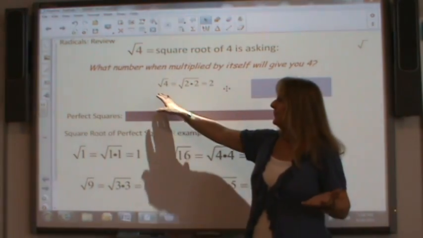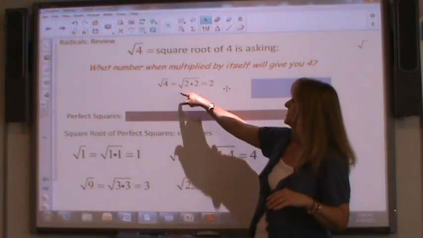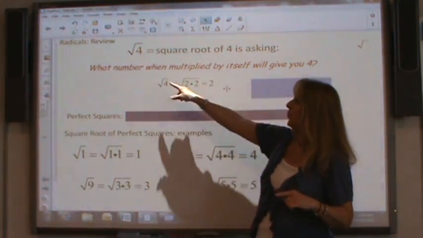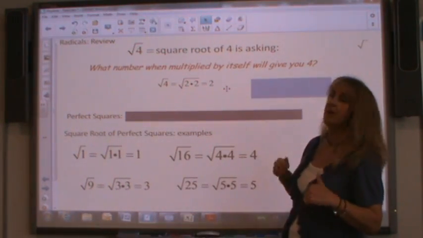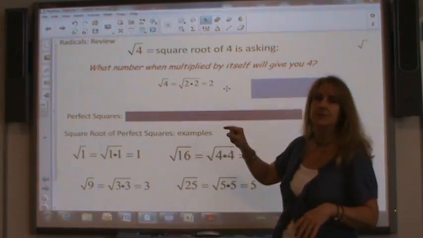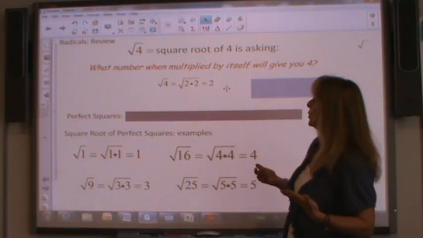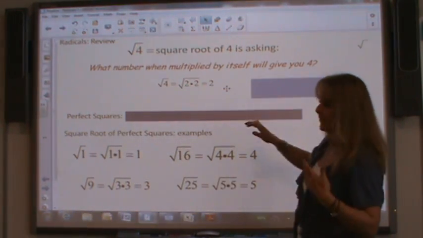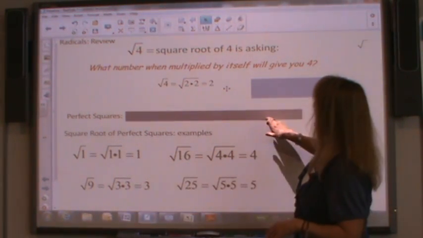We can call this a radical 4 or the square root of 4. When you have the square root of 4, in other words, it means the square root of 2 times 2. What number, when multiplied by itself, will give you 4? 2 is the answer, because 2 times 2 equals 4.